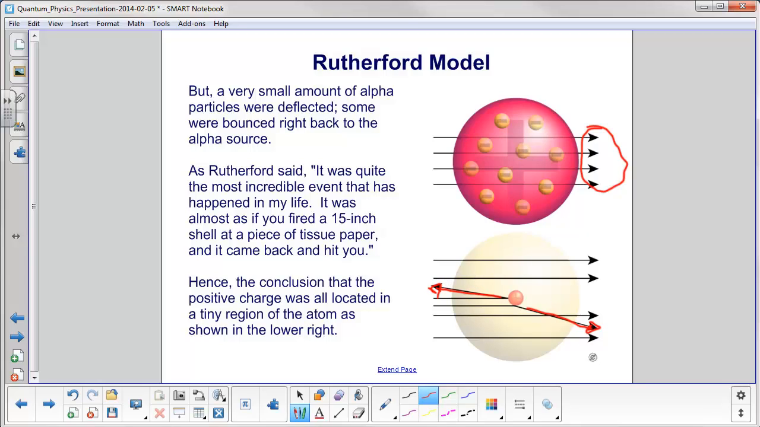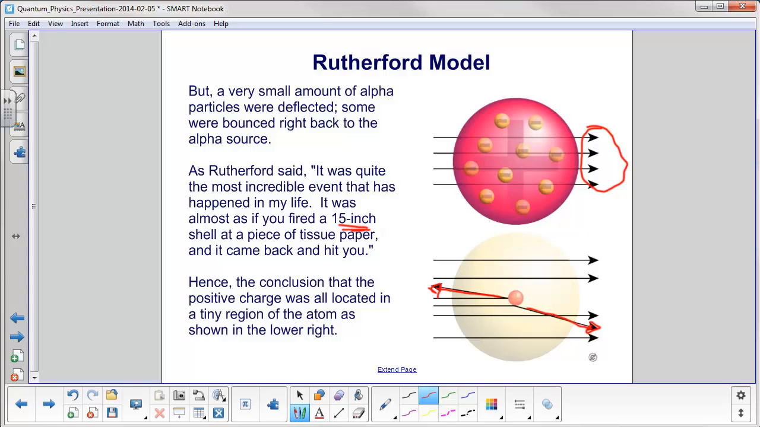And to quote Rutherford, because this is one of those very famous statements, "It was quite the most incredible event that has happened in my life. It was almost as if you fired a 15-inch shell at a piece of tissue paper and it came back and hit you." A 15-inch shell is a naval weapon. It's very large. Frankly, it's about the size of a small car. So this is pretty amazing. Can you picture firing a car at tissue paper and having it come back and hit you? That's how much Rutherford was impressed by this experiment.